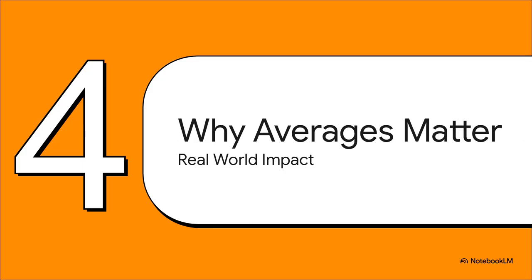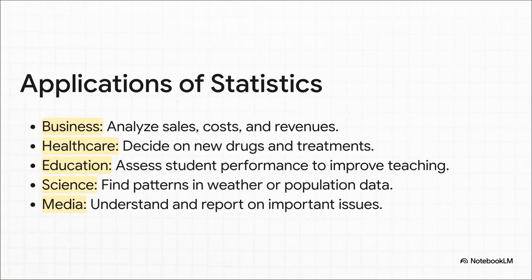So we've spent all this time learning how to find the center of a bunch of data. The mean, the median, the mode. But so what? Why does any of this actually matter once you leave a statistics class and go out into the real world? Well, the answer is this stuff is everywhere. It's used every single day to make huge, critical decisions.